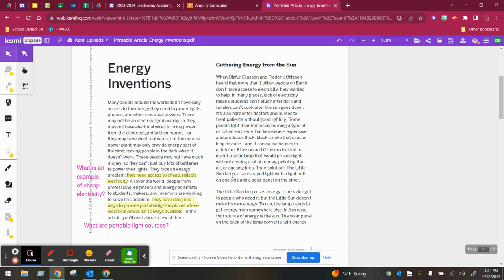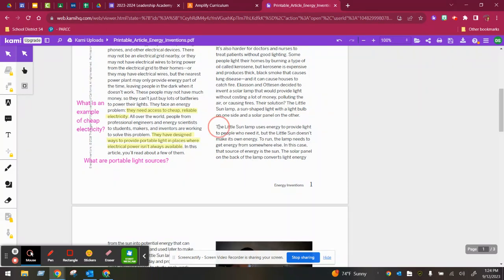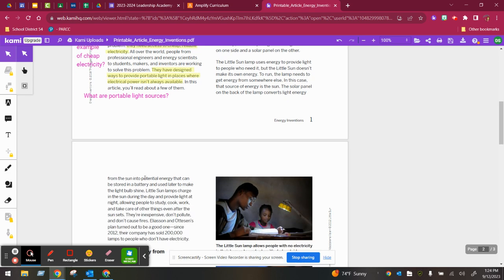This little sun lamp that they're talking about is this picture up above. Next paragraph. The little sun lamp uses energy to provide light to people who need it, but the little sun doesn't make its own energy. To run, the lamp needs to get energy from somewhere else. In this case, that source of energy is the sun. The solar panel on the back of the lamp converts light energy from the sun into potential energy that can be stored in a battery and used later to make the light bulb shine.